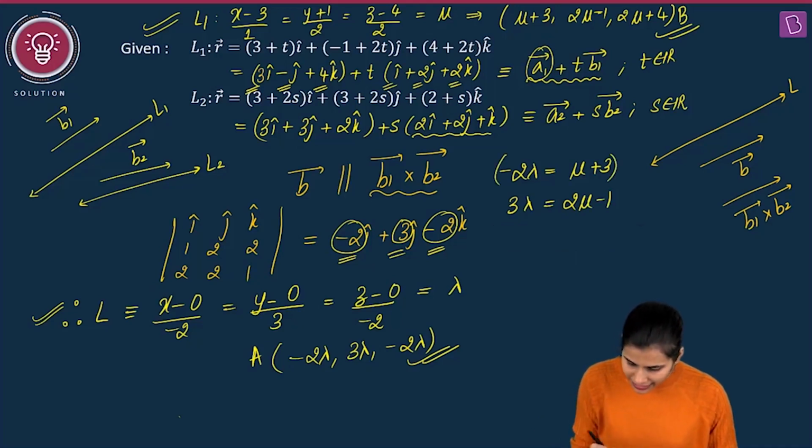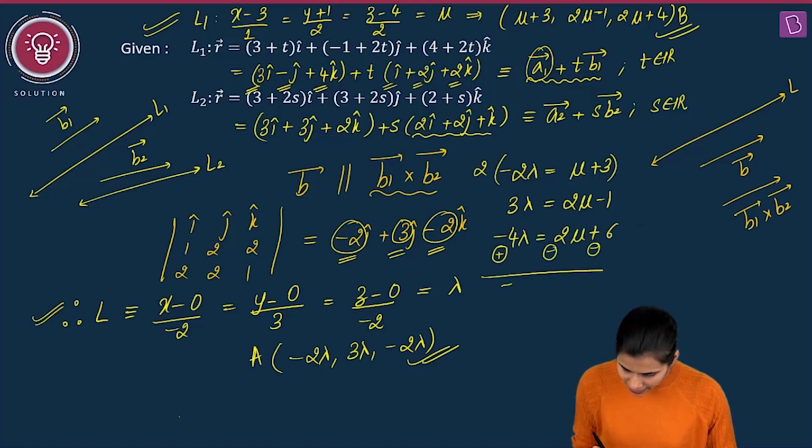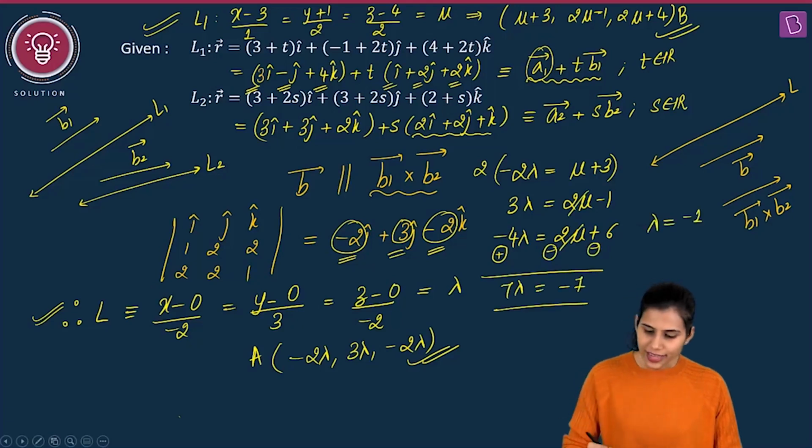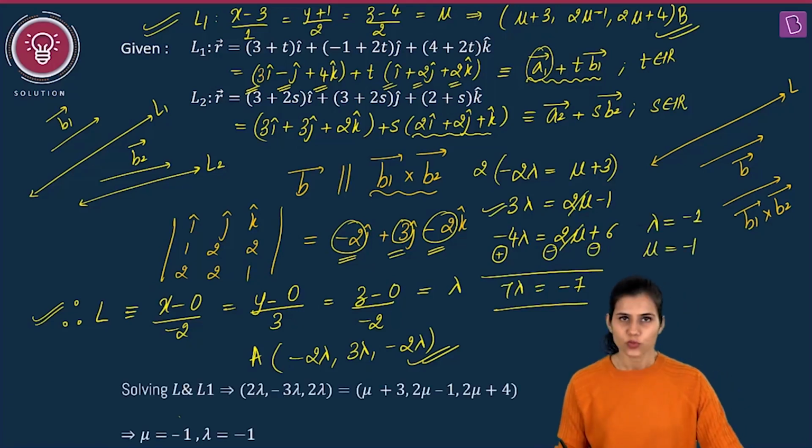For that, I'm going to multiply this with 2. This will give me minus 4 lambda equals 2 mu plus 6. Now subtract. What do you end up getting? 7 lambda, this gets cancelled out, equals minus 7. So lambda comes out to be minus 1. When you plug in the value of lambda in any one of the equations, you will get mu also coming out to be minus 1.